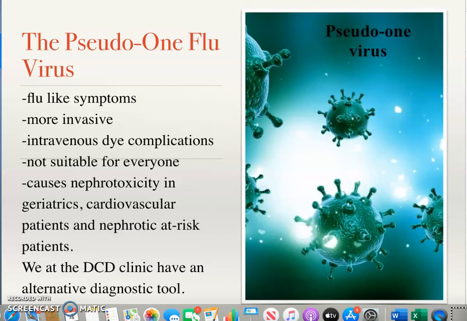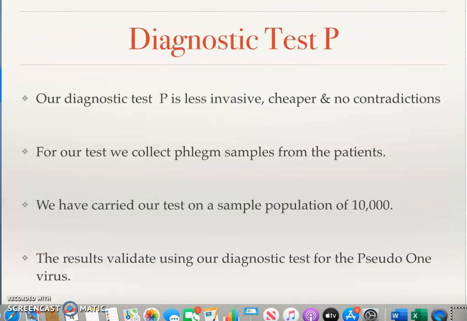For this reason, we at DCD Clinic developed an alternative diagnostic tool which requires only collecting a phlegm sample from our patient. We sampled 10,000 patients. The prevalence of the pseudo-1 virus in our selected sample is 14%. This is relatively good, but we need to evaluate the strength of our test more.